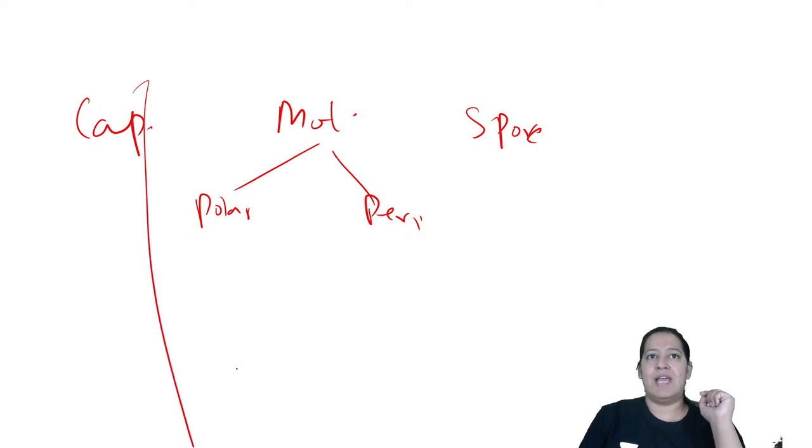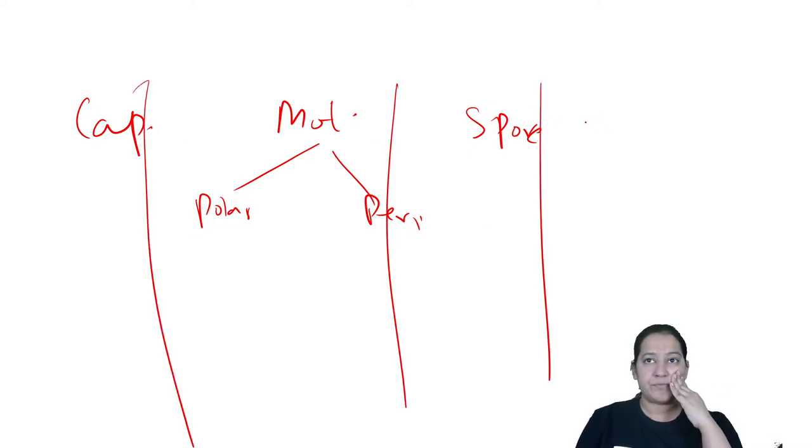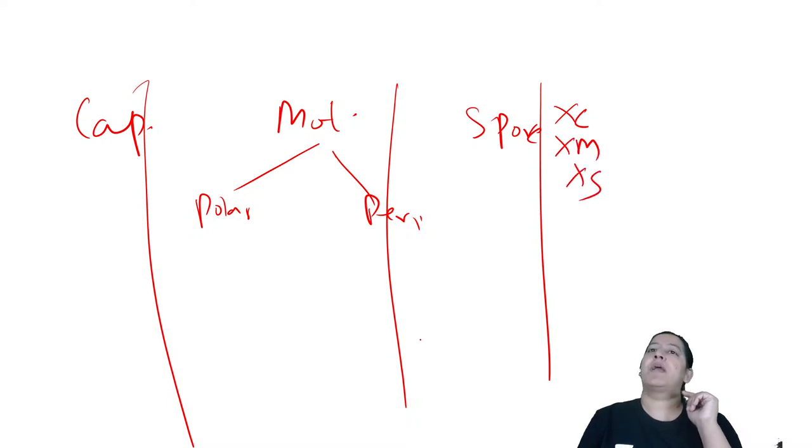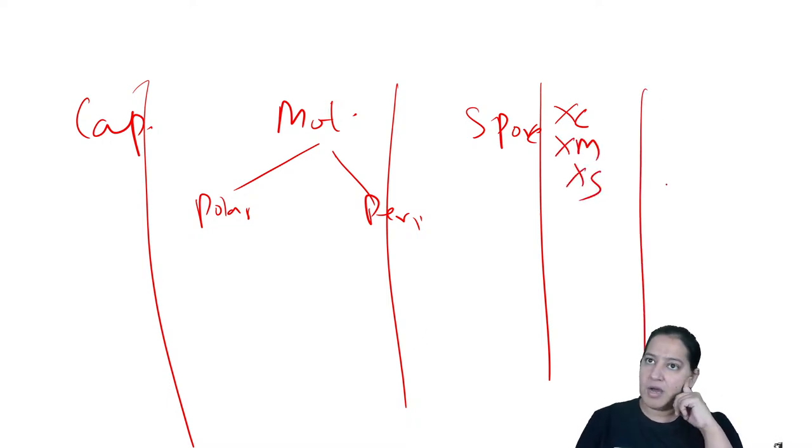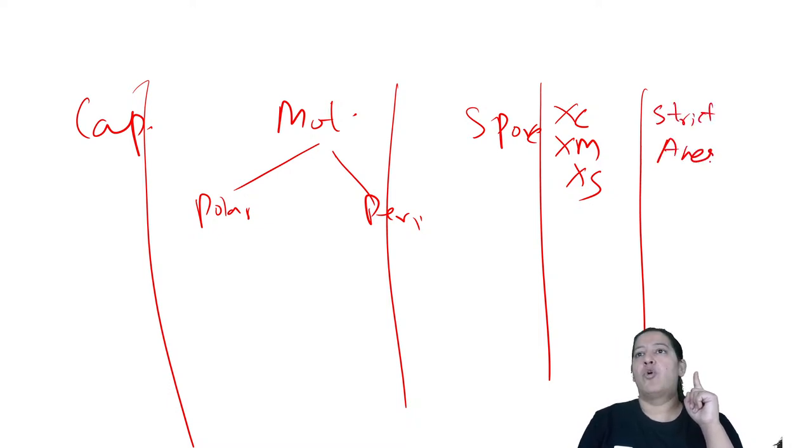Which are spore forming? Apart from that, I told you non-capsulated, non-motile, non-spore forming — which are those? Apart from that, which mnemonics did I just tell you? I have told you a few more mnemonics after this: strict aerobe, strict anaerobe, facultative anaerobe, and facultative aerobe.